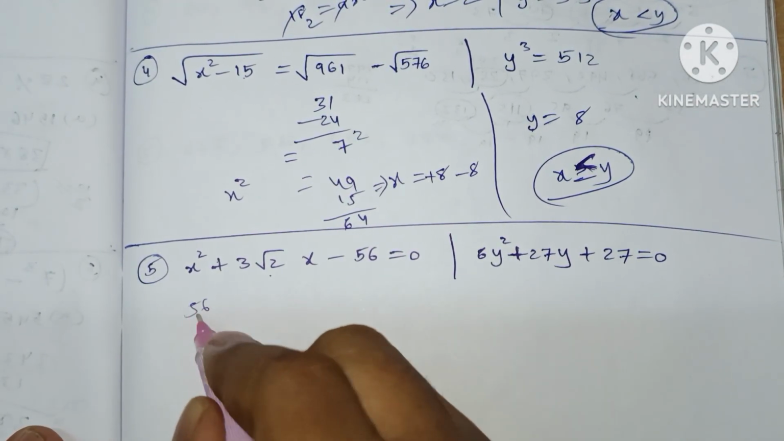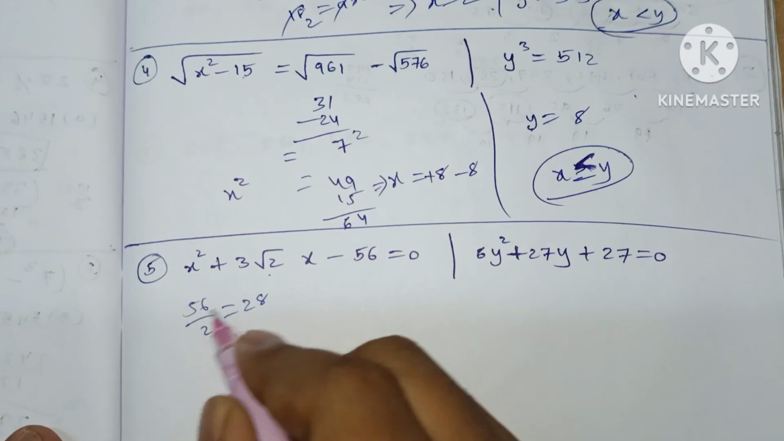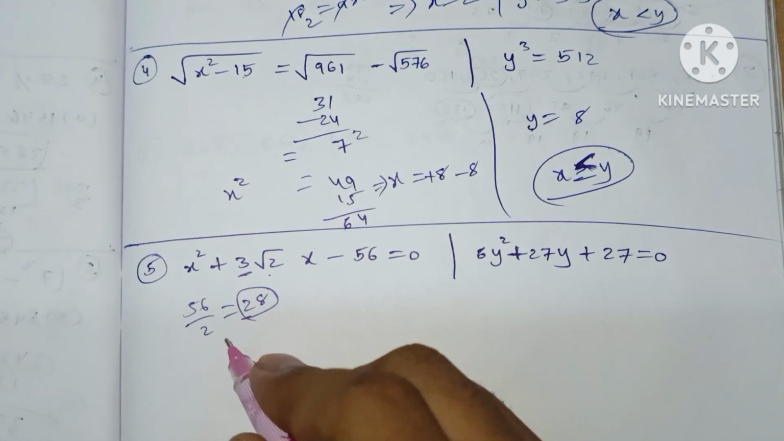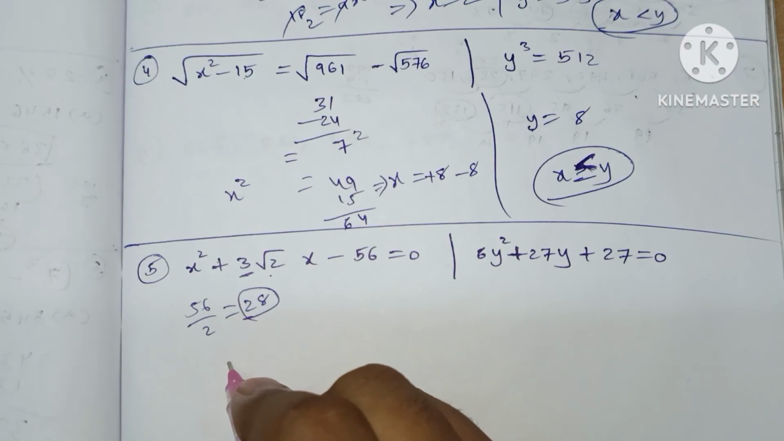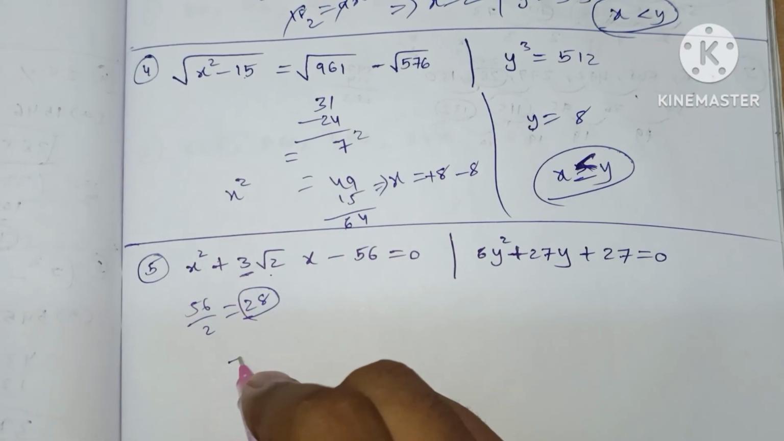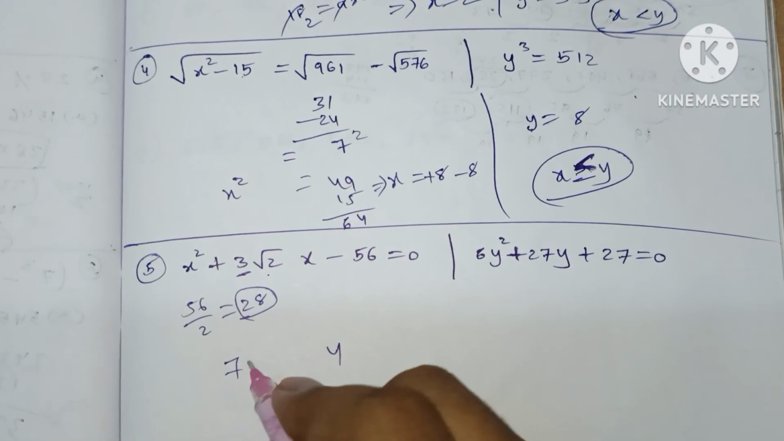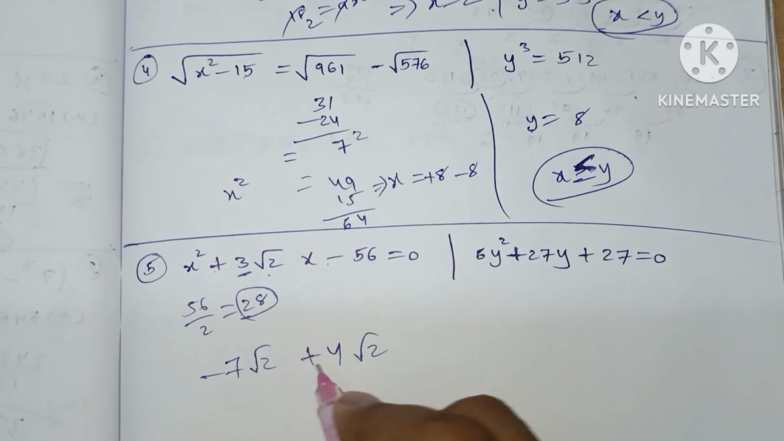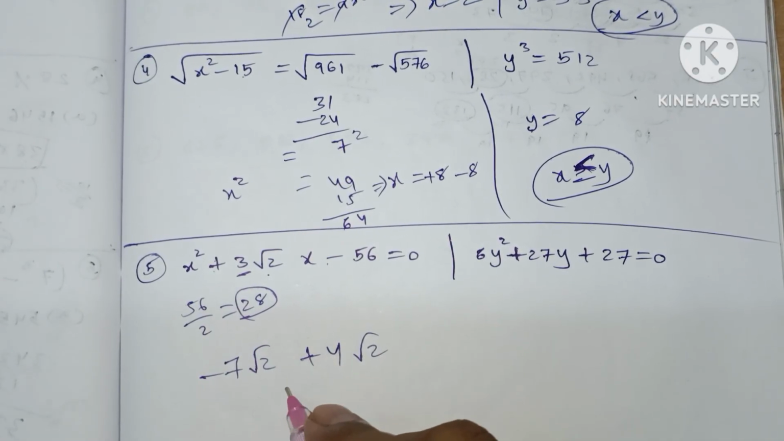Next one. Here under root 2, so 56 divided by 2, which will be 28. So we need to get 28. This is 3. 7 4 times is 28. So root 2 and root 2. Plus and minus means minus and plus are the roots symbols.